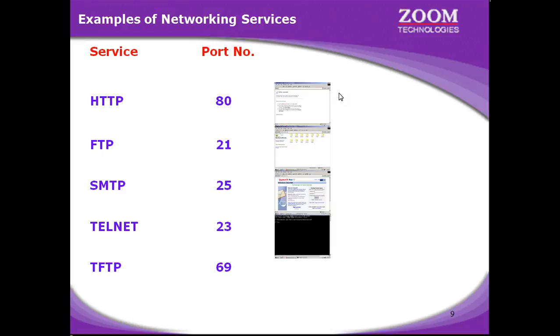HTTP, Hypertext Transfer Protocol, and the port number is 80, and the second one is FTP, File Transfer Protocol, and the port number is 21. Third one is SMTP, Simple Mail Transfer Protocol, and the port number is 25, and the fourth one is Telnet, port number 23, and the last one is TFTP and the port number is 69.